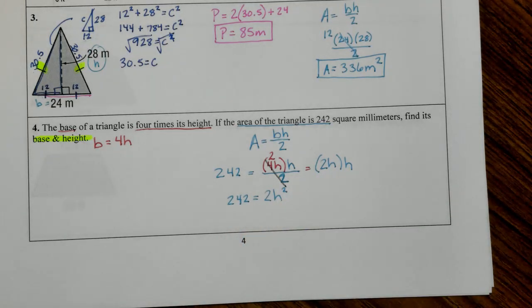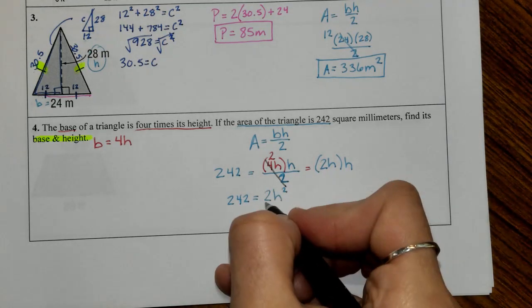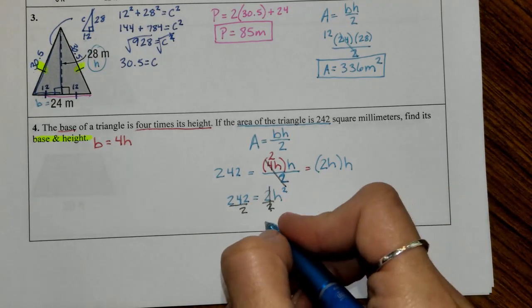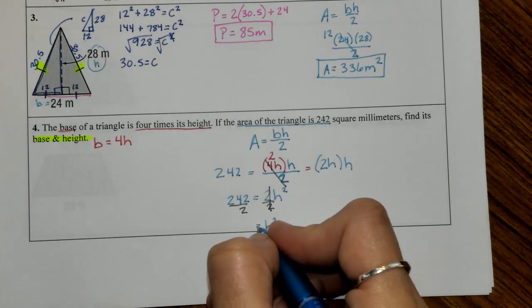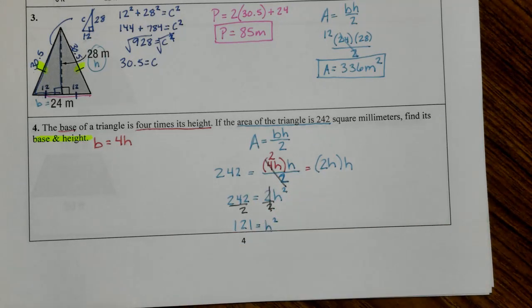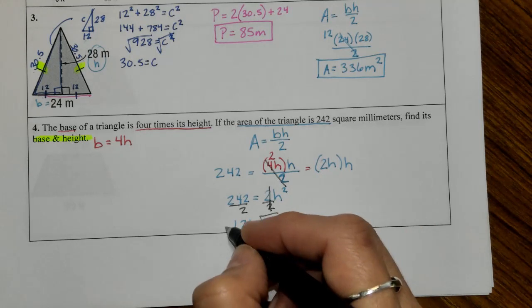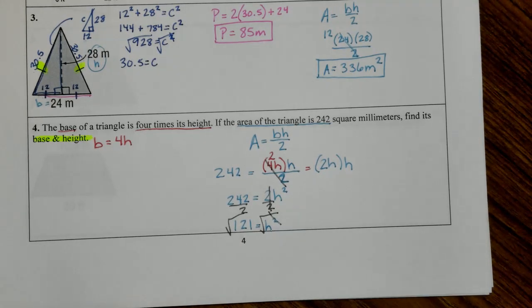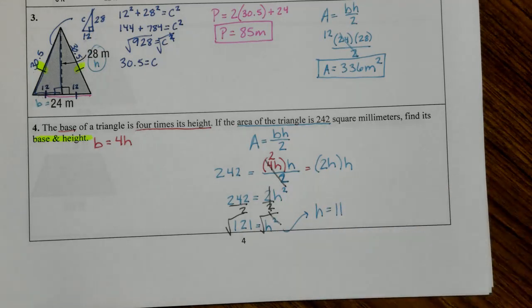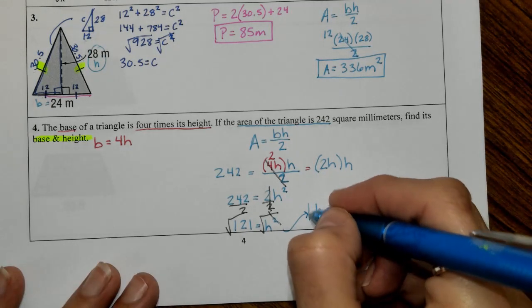Last step with exponents is always getting rid of that exponent. So we need to get rid of the 2 first. So we're going to divide both sides by the 2. And we're going to have h squared equals 121. Last step, square root. Here, h is going to equal 11. Now, this is your height.